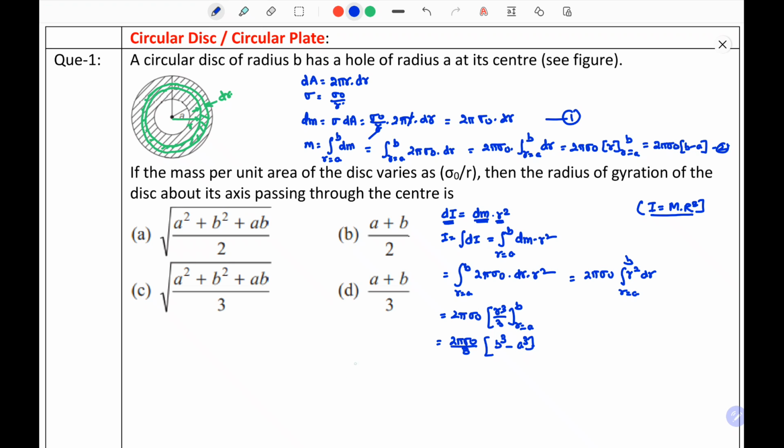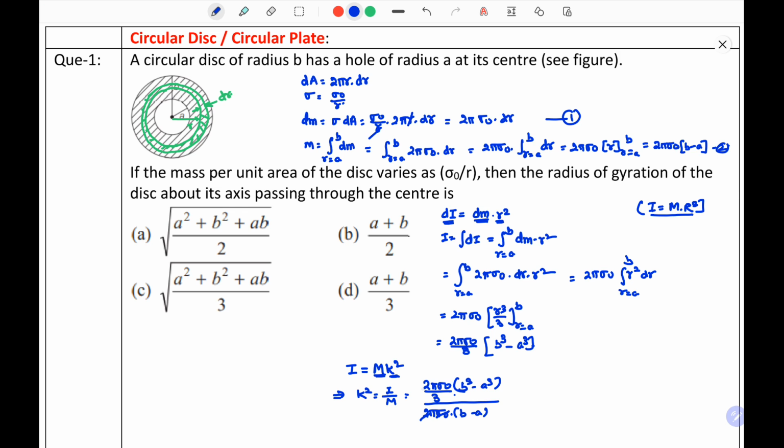Therefore, to find the radius of gyration, we know moment of inertia of the body will be equal to m into k square, where m is the mass of the body and k is the radius of gyration. This implies that k square will be equal to I by m. I we have calculated: 2 pi sigma naught by 3 into (b cube minus a cube). This whole is divided by the mass of the body, the disk, and this mass we have calculated from equation number 2. It is 2 pi sigma naught into (b minus a).